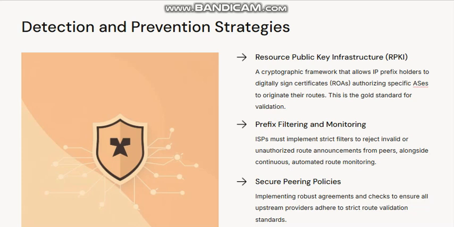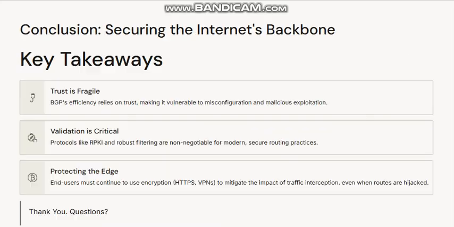Second, prefix filtering, where ISPs block invalid announcements from their peers. Third, route monitoring, which continuously detects abnormal or suspicious BGP updates. Finally, secure peering policies, where ISPs enforce strict validation rules with upstream providers. Together, these methods can reduce hijacking risk significantly.